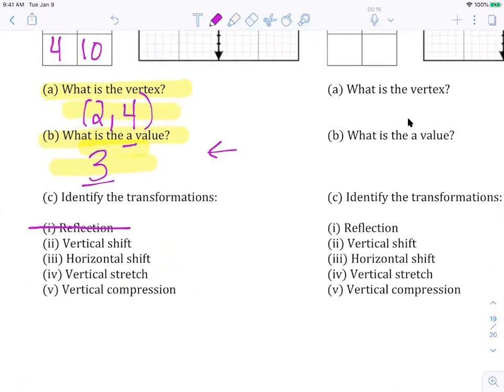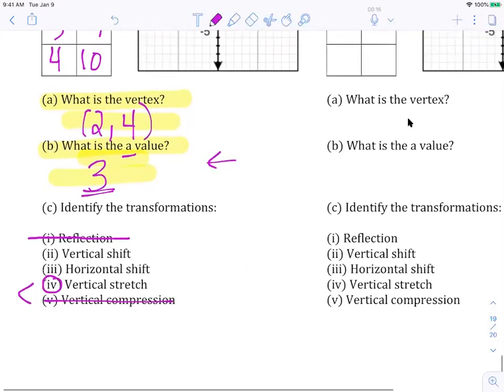So the A value also tells you if you have a stretch or a compression. Now, here's the perfect time to tell you that you cannot be both. You cannot be both stretched and compressed. Whatever your A value is, it either is going to be greater than 1 or between 0 and 1. So in this case, 3 is greater than 1. So we would have a vertical stretch, which means I can't be compressed. If my A value is 1/3, then that would be reversed. That is an example of an A value where it's compressed, and larger than 1 would be your stretch, obviously. Okay. So we have a vertical stretch.